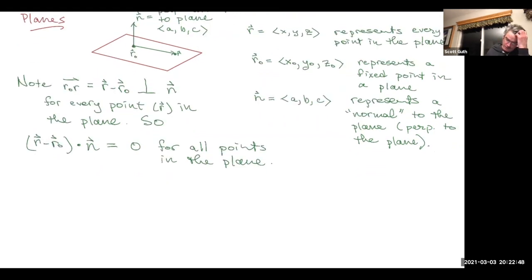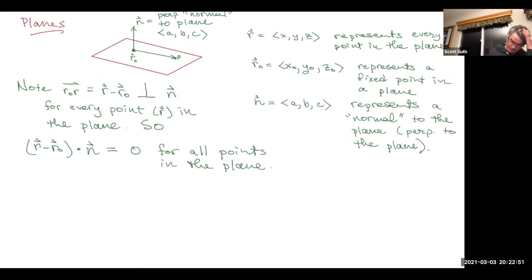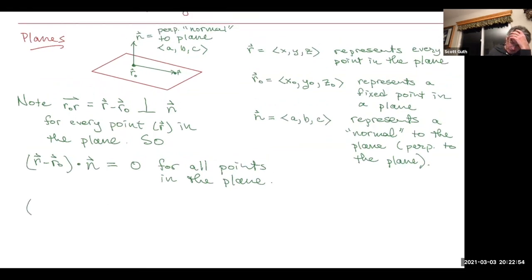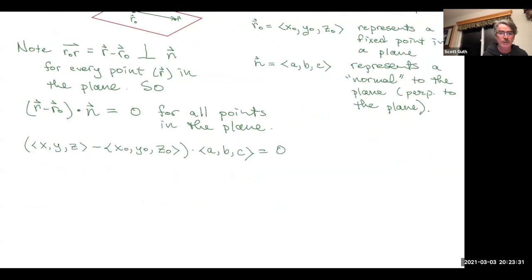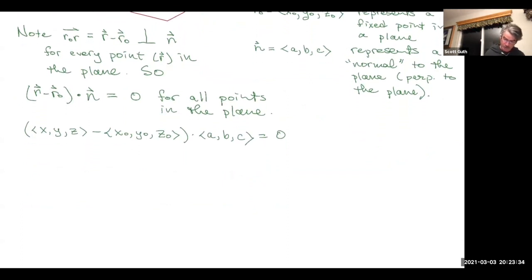Okay, so this is where you just sit back and go, okay, what's R minus R naught? Well, let's see, R is X, Y, Z minus R naught, that's X naught, Y naught, Z naught. Okay, that's dotted with N, which is A, B, C. Remember, dot product is a scalar. So this has to come out zero because we're forcing these to be perpendicular. And that forces the points X, Y, Z to be in the plane. Okay, this equation will only be true for, sorry, for points in the plane.